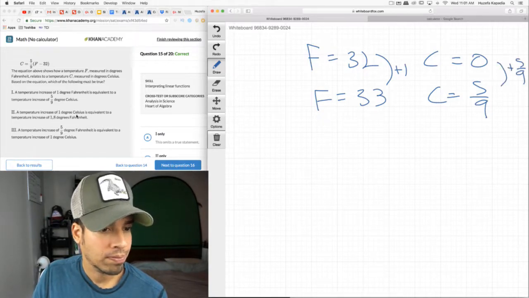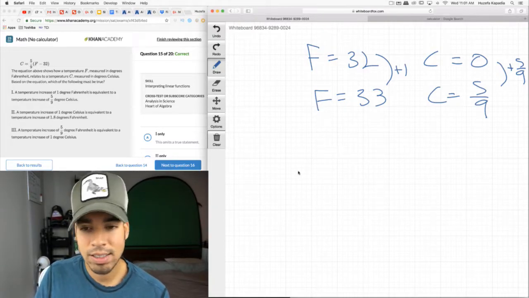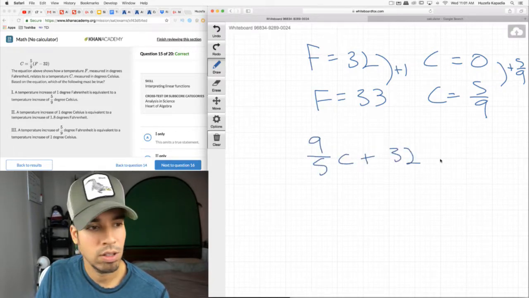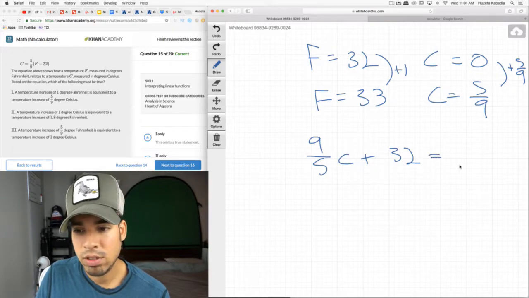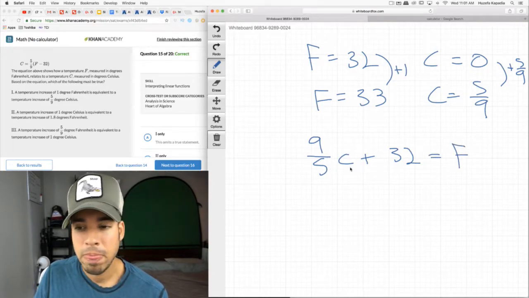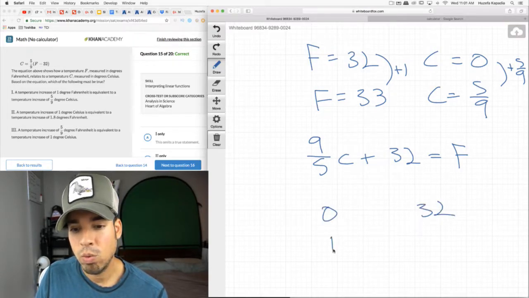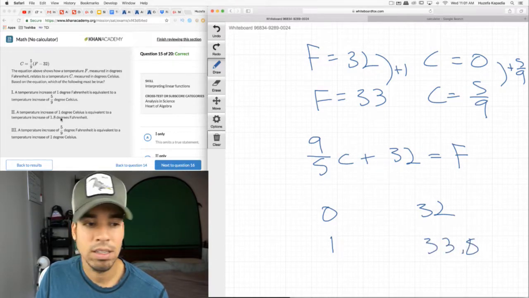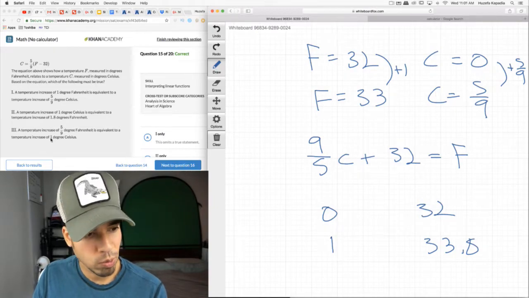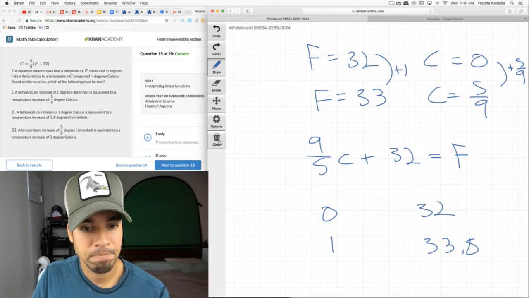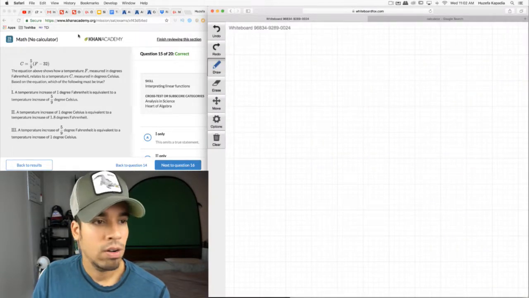Then for this one, it said 1 degree Celsius is equivalent to a temperature of 1.8 Fahrenheit. So this one you can just isolate F, and it becomes 9/5 C plus 32, equals F. And so you can experiment with C, like 0C equals 32F, 1C equals 32 plus 9/5, which is 33.8. So yes, 1 degree Celsius does increase by 1.8. And then you test the same one out here, and it just doesn't work. Okay. All right, that's it for this section.